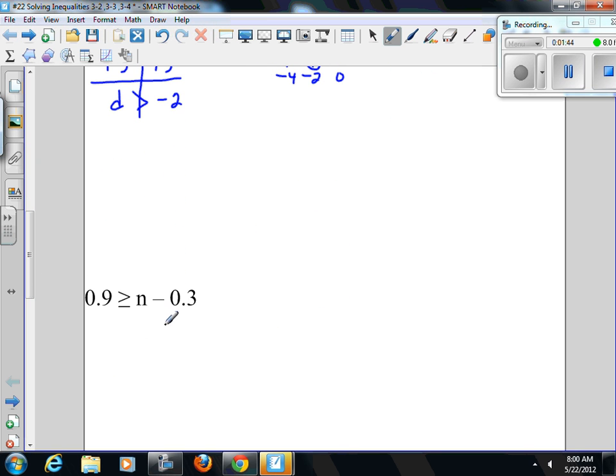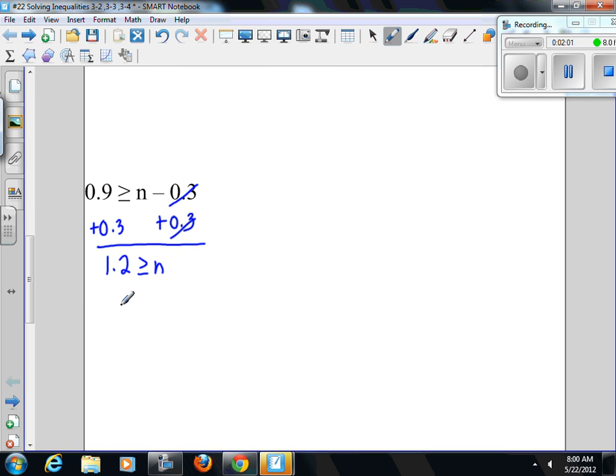We want to get n by itself. So we're going to add 0.3 to each side. The 0.3's cancel. And we have 1.2 is greater than or equal to n. Well, normally we write the n on the other side. So let's go ahead and do that. If we switch the n so that it's on the left and the 1.2 so it's on the right, the only thing we have to do is switch the direction of the arrow. The arrow needs to keep pointing at what it was already pointing at. If it was pointing at the n, it needs to continue to point at the n.